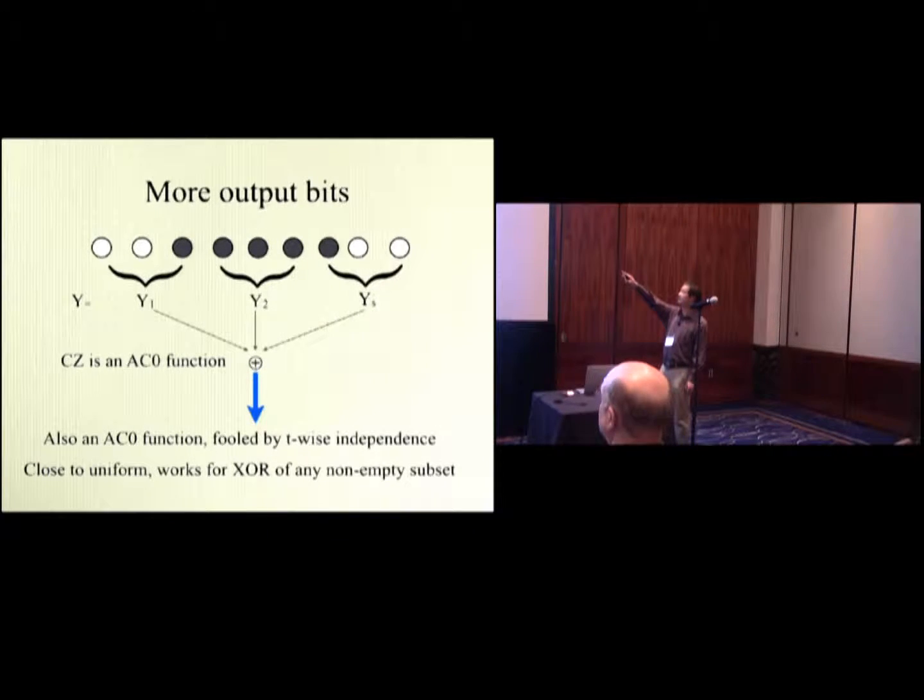Because initially they are uniform, and now they are kind of independent, if you take the XOR it's going to decrease the bias. Okay. And this does not just work for a particular subset of the XOR of the bits, it actually works for the XOR of any non-empty subset.